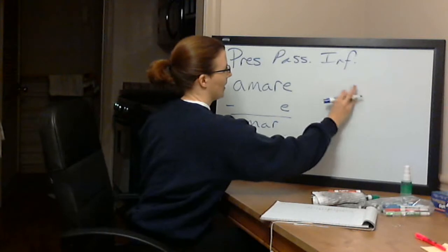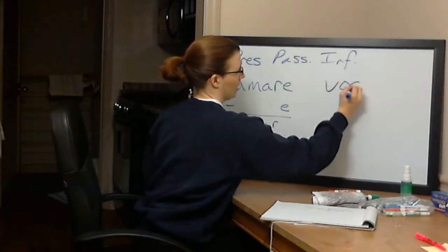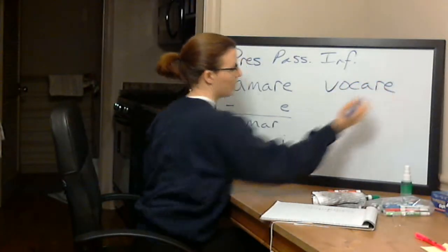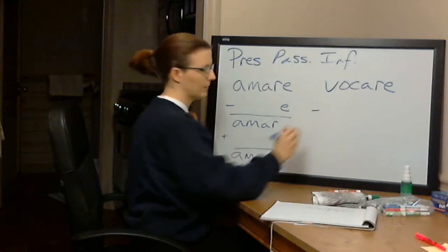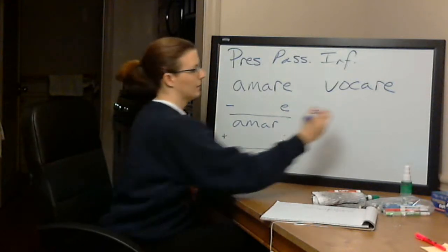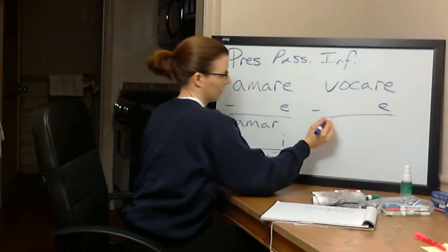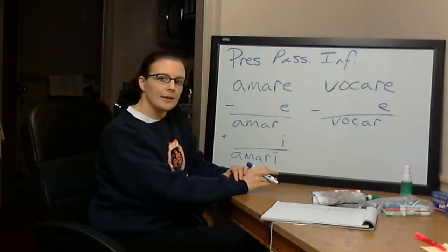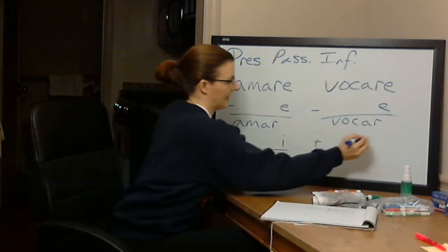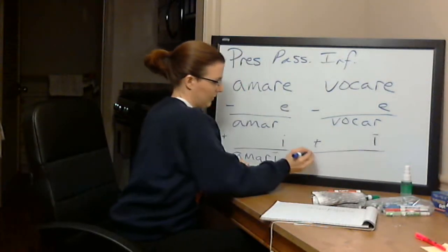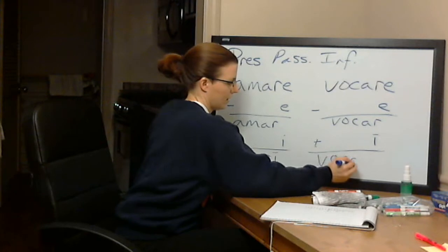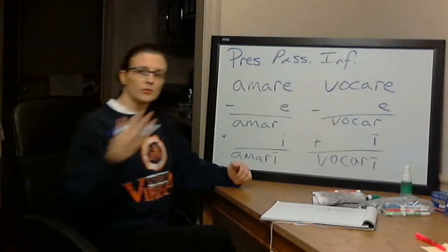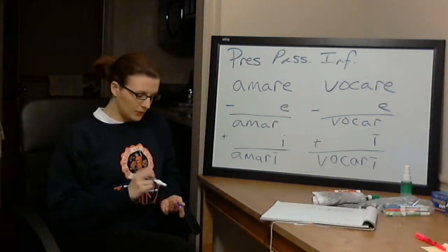So, same thing when we have voco. Our present active infinitive is vocare. So what do we need to take away next? We're going to take away the E, which gives us vocar. And what do we need to add now? We're going to add that I, which gives us an answer of vocari. So that's the form. It's pretty easy to form.